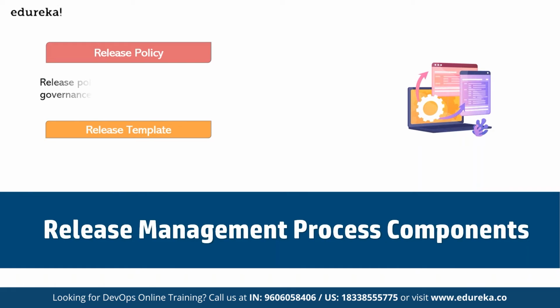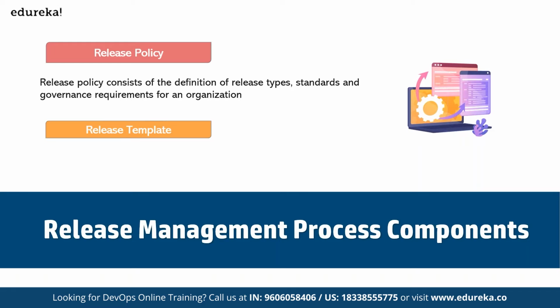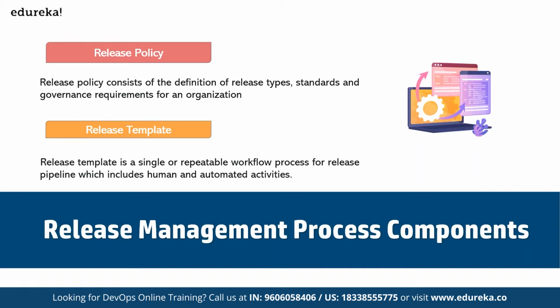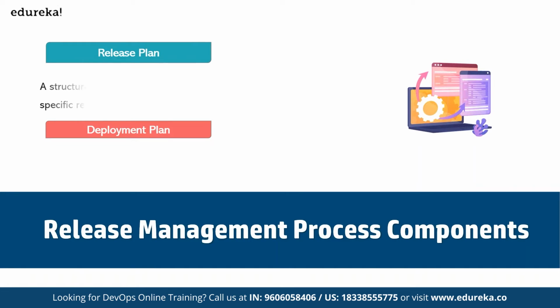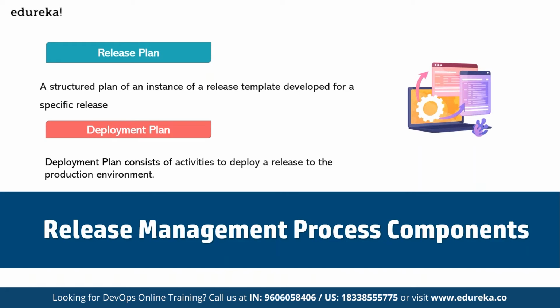Then what comes under policies? Policies basically consist of what type of releases you are going to give, and what standards and rules you are going to follow as per the organization. Then we maintain a template for the workflow that has to be followed while releasing an application or a feature to the next environment, either manually or automatically. So there will be a workflow which will be set up. A release plan has to be decided. It's a structured plan where you define a specific release. And finally, it will be deployed to the production environment.